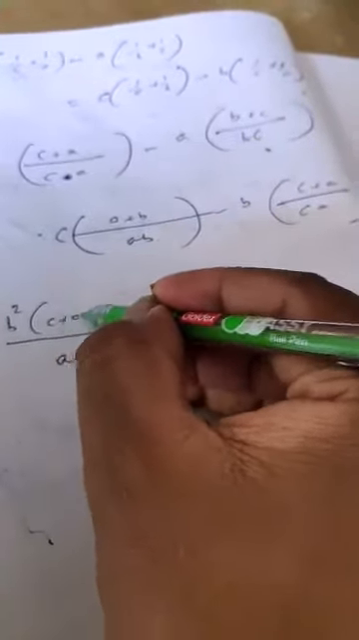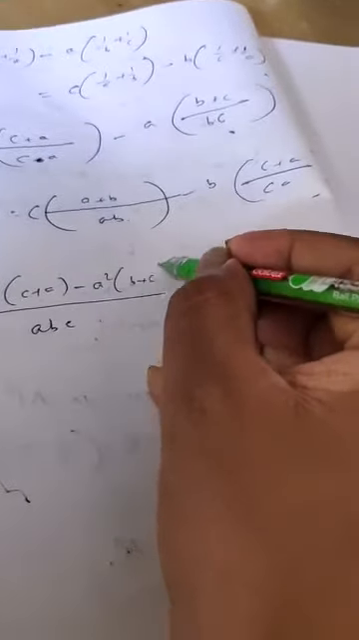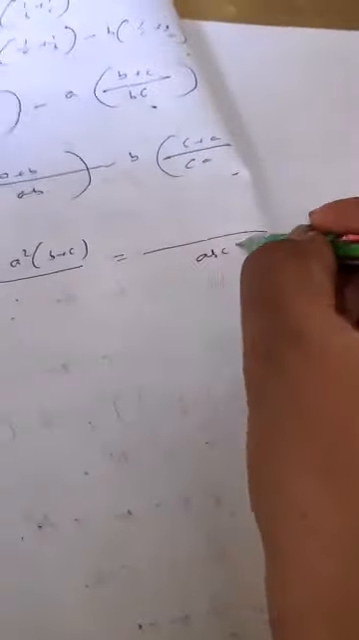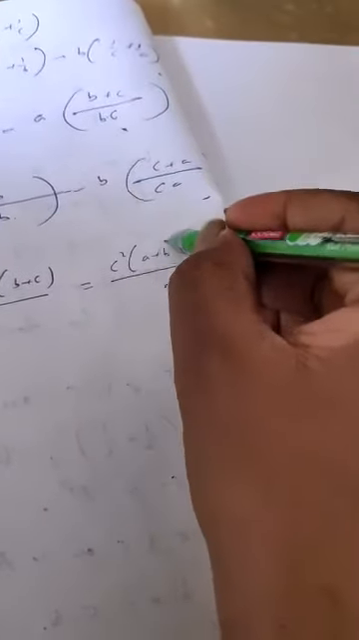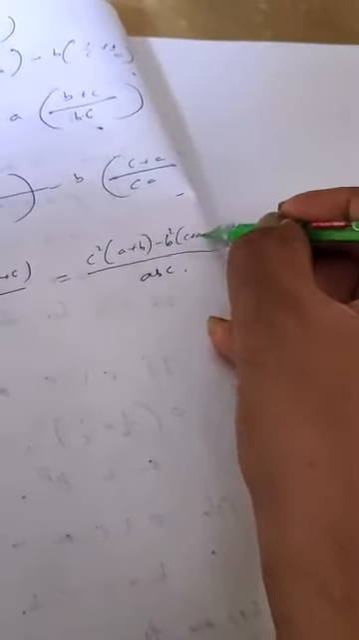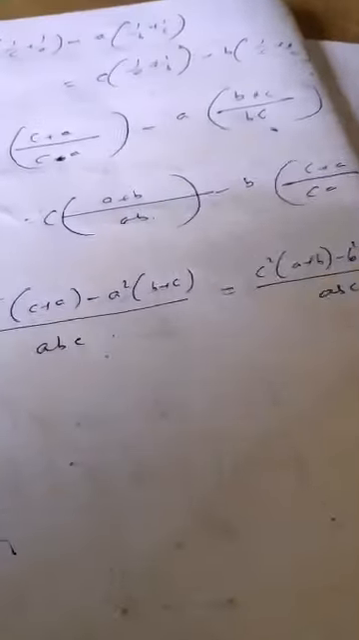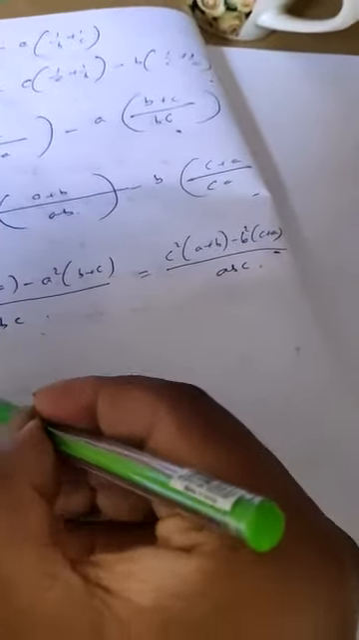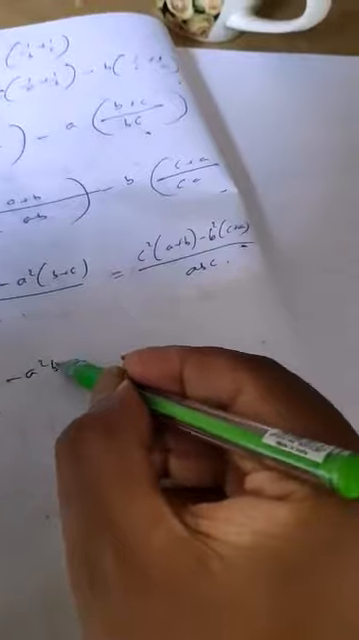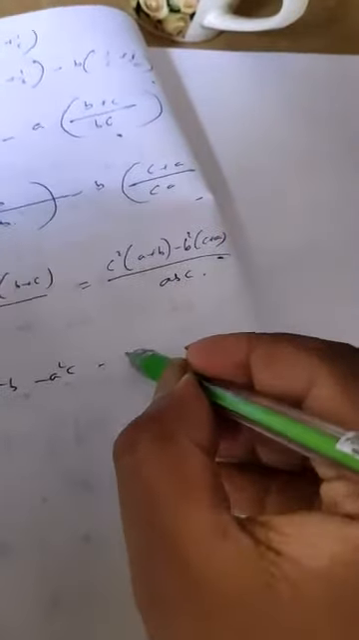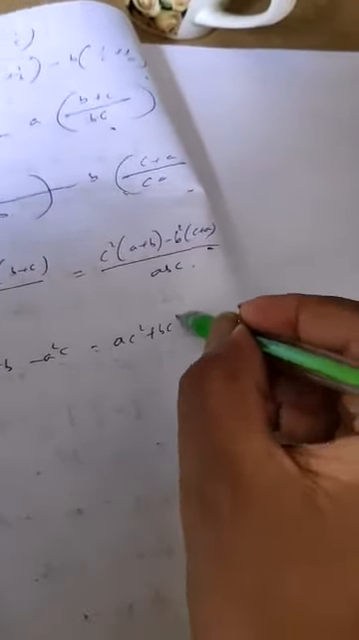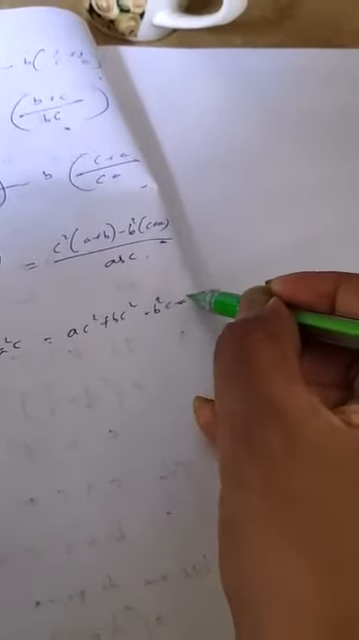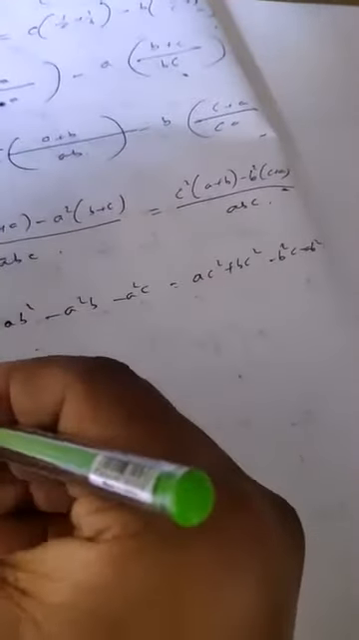Then b square (c plus a) minus a square (b plus c), over ABC. c square (a plus b) minus b square (c plus a), over ABC. That is b square c, a b square, a square b, a square c, a c square, b c square, b square c, a b square.